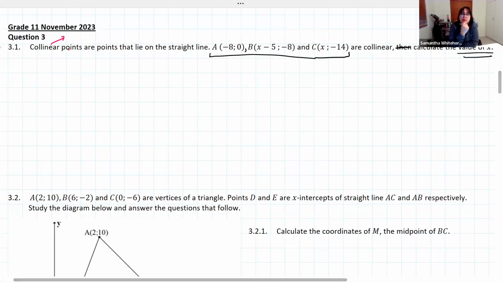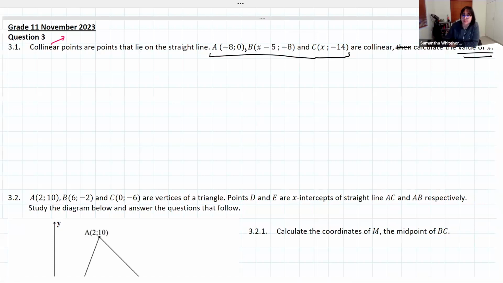What does it mean for points to be collinear? Nice one, Yankosi. Okay, so they all lie on the straight line, which means that they all have the same gradient. What that means is between any 2 points, your gradient will be the same.